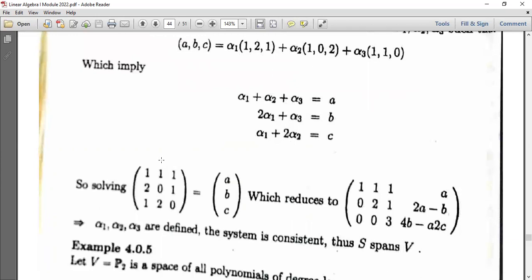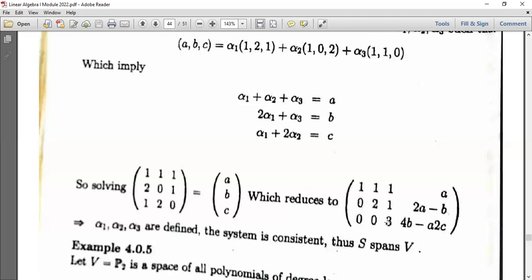Now, when we solve this system, when we follow reduction to echelon, we get this, and this means that the constants alpha 1, alpha 2 are defined. It means the constants are defined because when we are doing back substitution, this means 3 alpha 3 is equal to 4b minus 2ac.